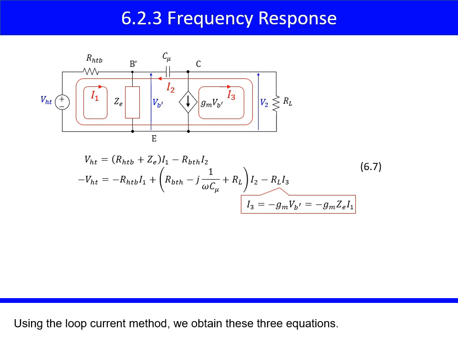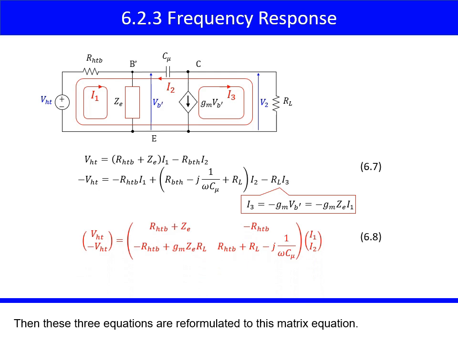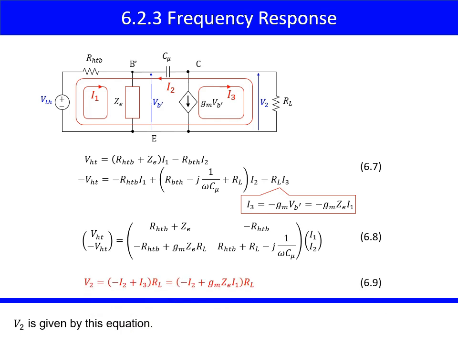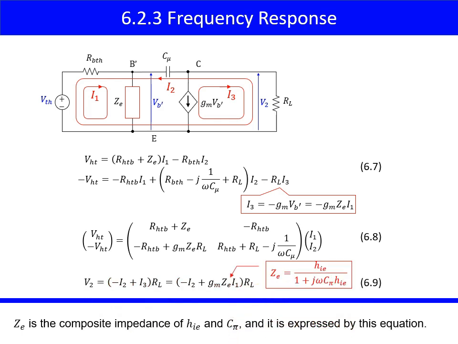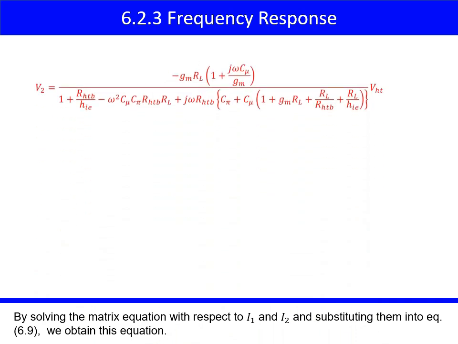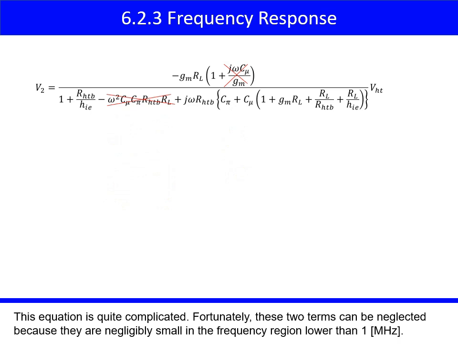Using the loop current method, we obtain these three equations. Then these three equations are reformulated to this matrix equation. V2 is given by this equation. ZE is the composite impedance of hie and Cπ, and it is expressed by this equation. By solving the matrix equation with respect to I1 and I2, and substituting them into equation 6.9, we obtain this equation. This equation is quite complicated.